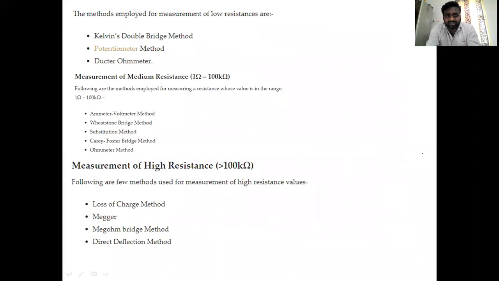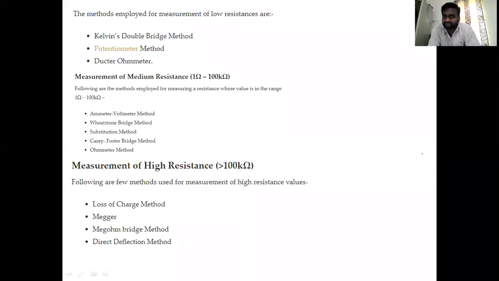Low resistance is measured with respect to Kelvin's double bridge. Low resistance means resistance which is less than 1 ohm. The measurement of resistance which is less than 1 ohm is done with the concept of Kelvin's double bridge.